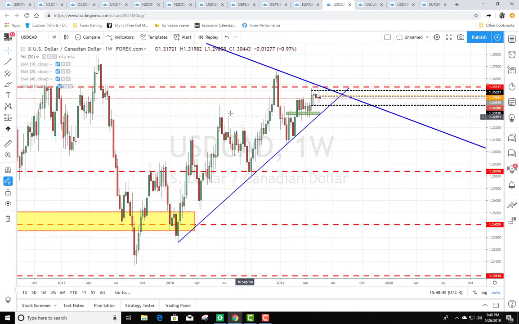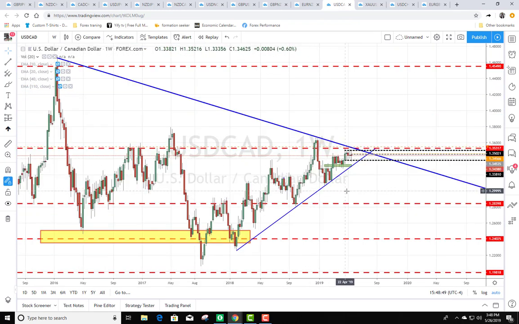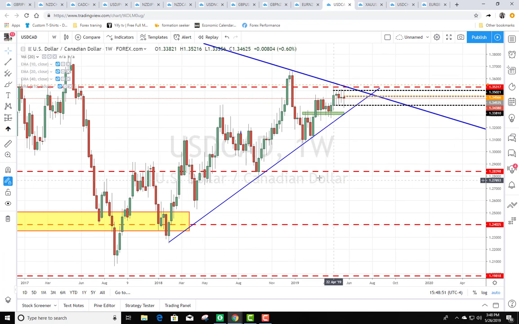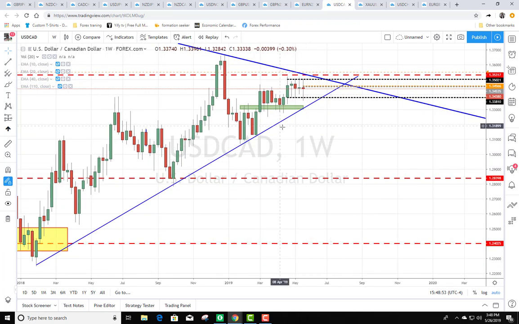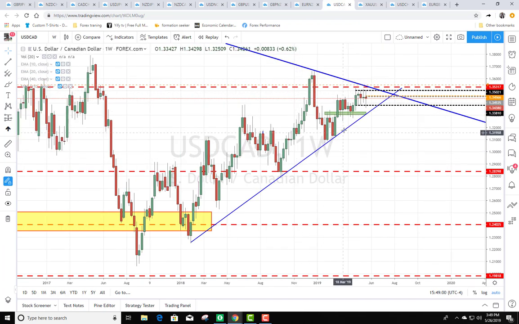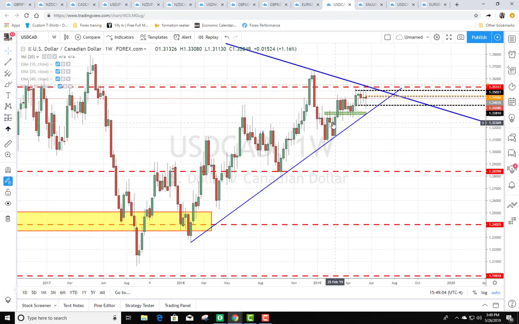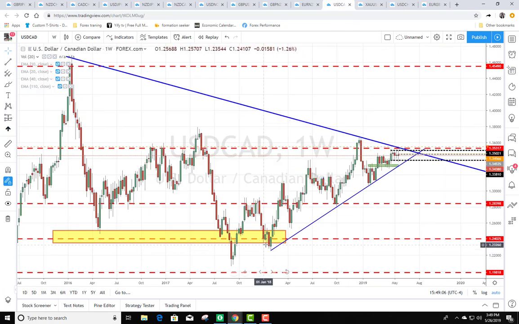But let's dive into the US dollar, Canadian dollar. I'm super excited about this pair. I had the opportunity to catch some pips, and the market has been ranging and then breaking out of the ranges and then ranging again the last couple of months. So I've been enjoying that myself. I love range markets. But let's take a look right here.